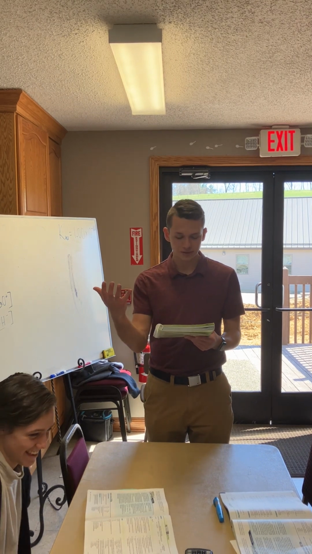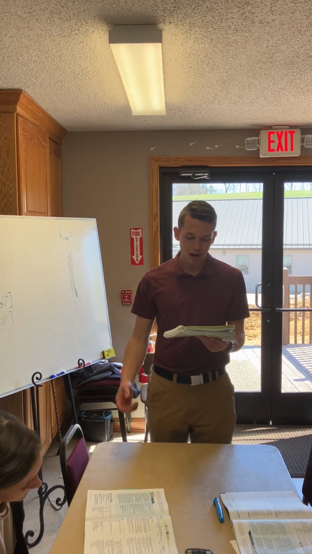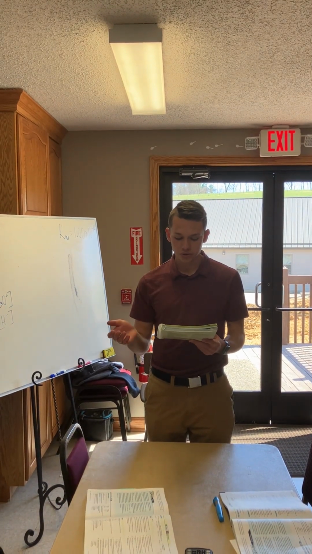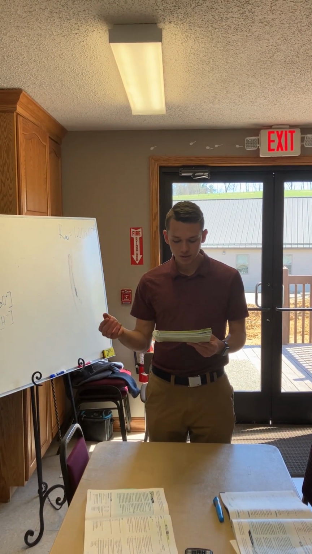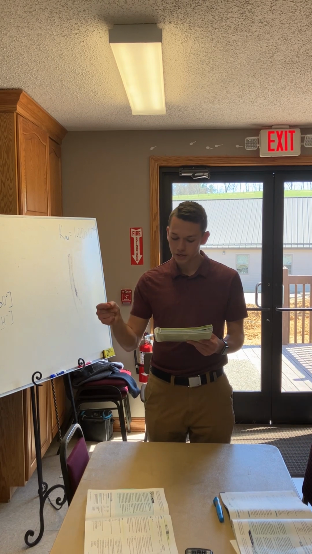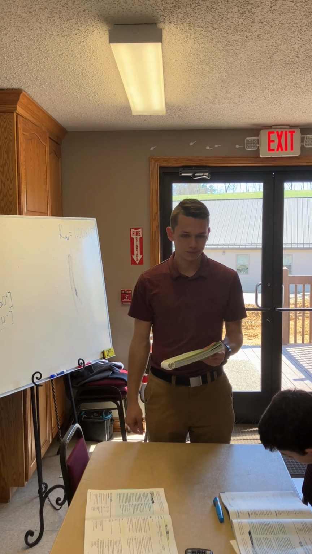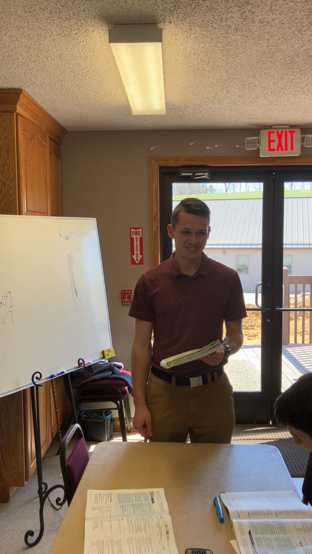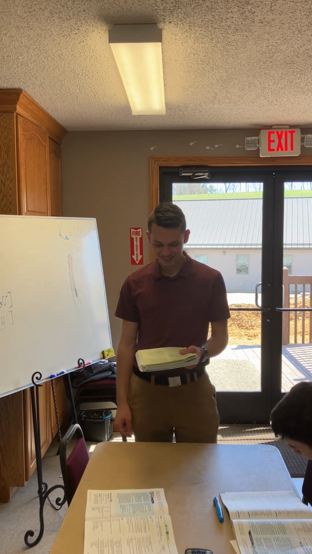Let's do number 5. It's just a question. How many equivalent masses of NaOH are needed to completely neutralize 5 equivalent masses of a diprotic acid such as H2SO4? 10. How'd you know that? Because it's double. I don't know. 2 times 5?